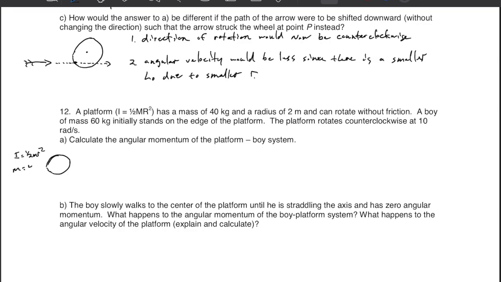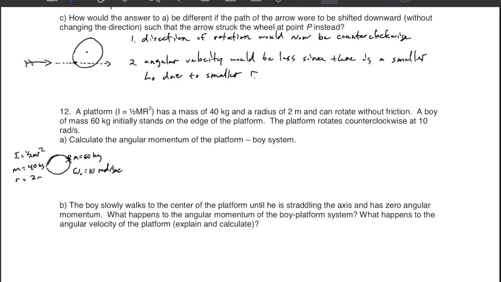So here's our little platform. This is a merry-go-round in the park. Its rotational inertia is 1/2 mr squared. The mass of the platform is 40. The radius where the boy is standing is, what did it say it was, 2 meters. And then we're going to stick the boy over there on the right side. There he is, standing on the right edge. And the boy's mass is 60 kilograms. And we're all rotating at our initial angular velocity of 10 radians per second.